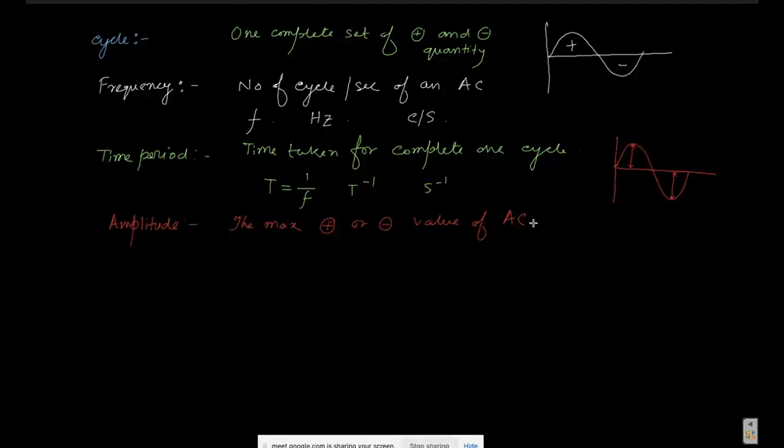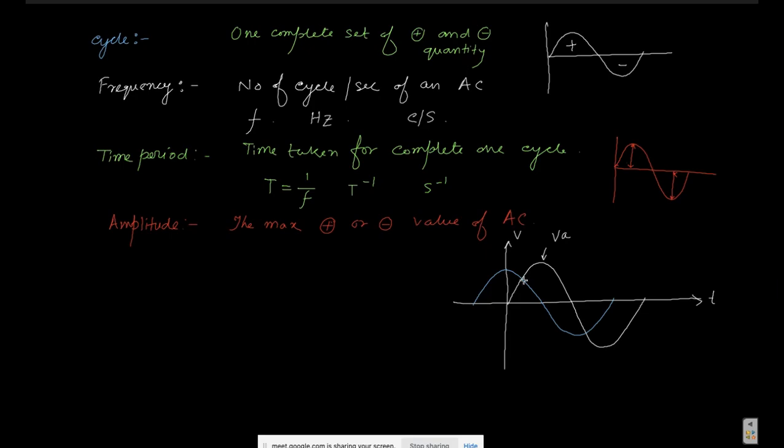So phase and phase difference we can discuss with the help of a waveform. This is our alternating component. You can take it as VA if it is voltage, against time. So this is VA versus T, and if you plot another quantity, this is nothing but VB.